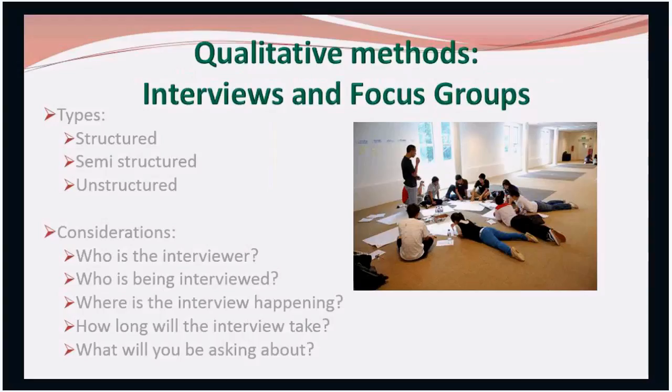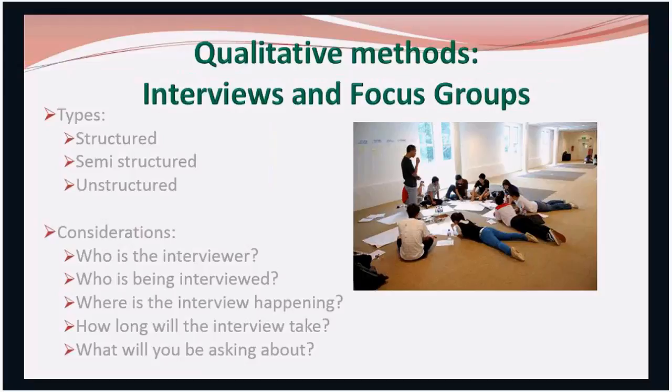So interviews, this is our most popular way of doing qualitative research, interviews and focus groups. This is where you sit in a room with somebody or with a group of people and you're asking them questions and eliciting information from them. There are three types of interviews and focus groups: structured, semi-structured, and unstructured.